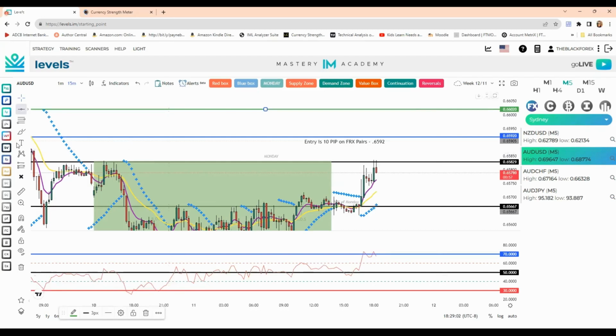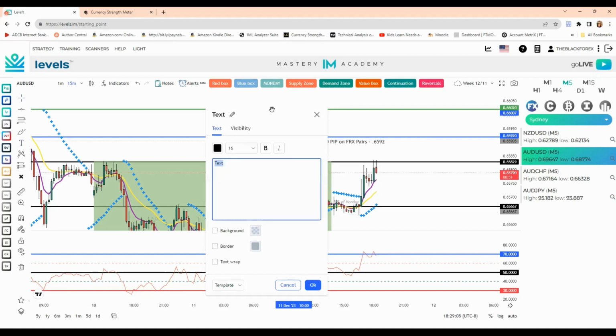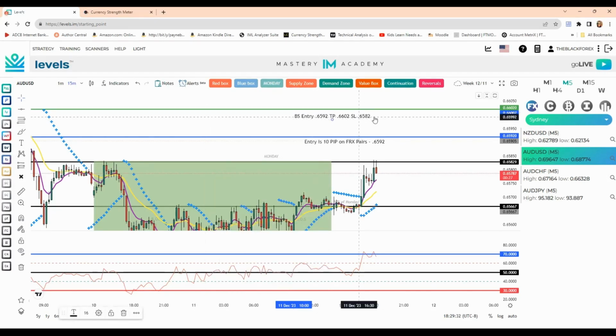All right, and so now I'm going to write the trade for you. This is a buy stop that I'm getting ready to put in right now. Entry 0.6592. TP 0.6602. Can somebody please tell me my stop loss? 0.6582. Very good. The top of the Monday box, okay? So there you have it.